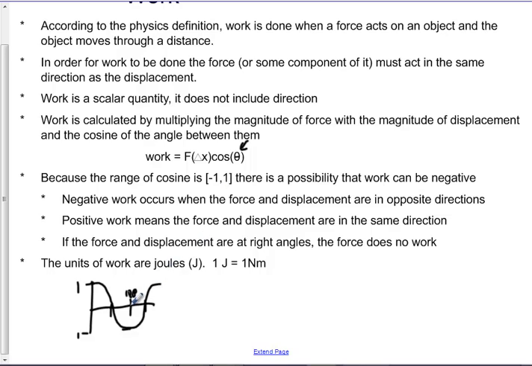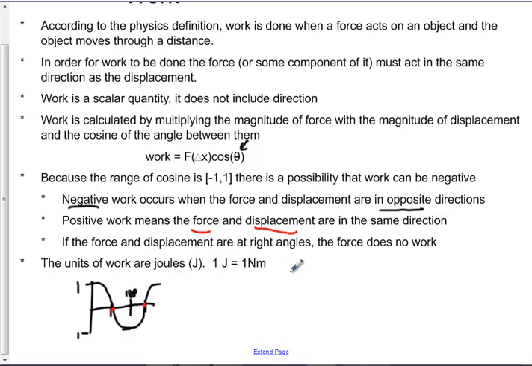And what that means is we'd be at 180 degrees between the force and the displacement. So negative work is when the force and displacement are in opposite directions. Positive work is when the motion and the force are in the same direction. And if they're at right angles to each other, where the angle's 90 degrees, then no work is done because the cosine of 90 is 0.